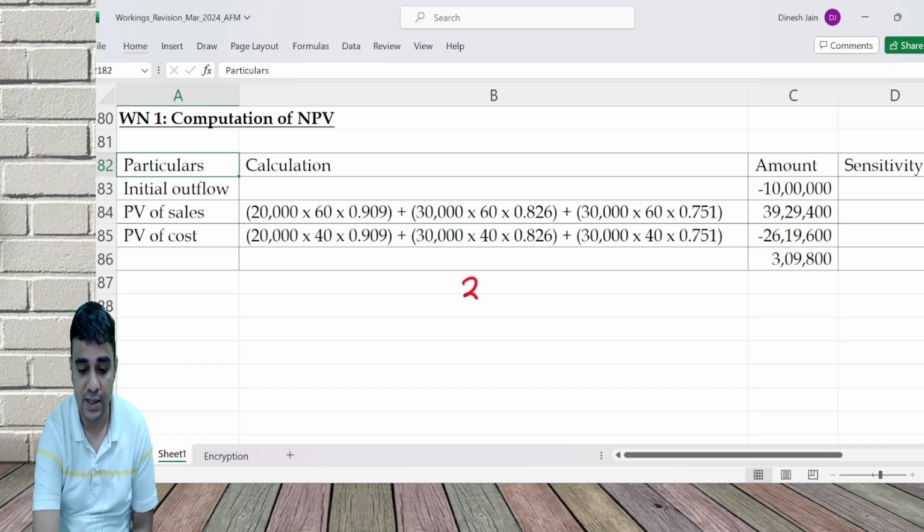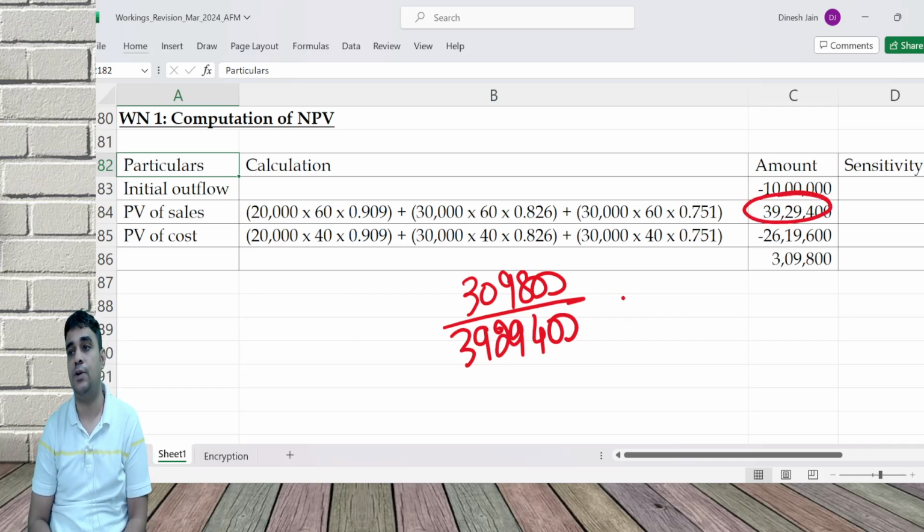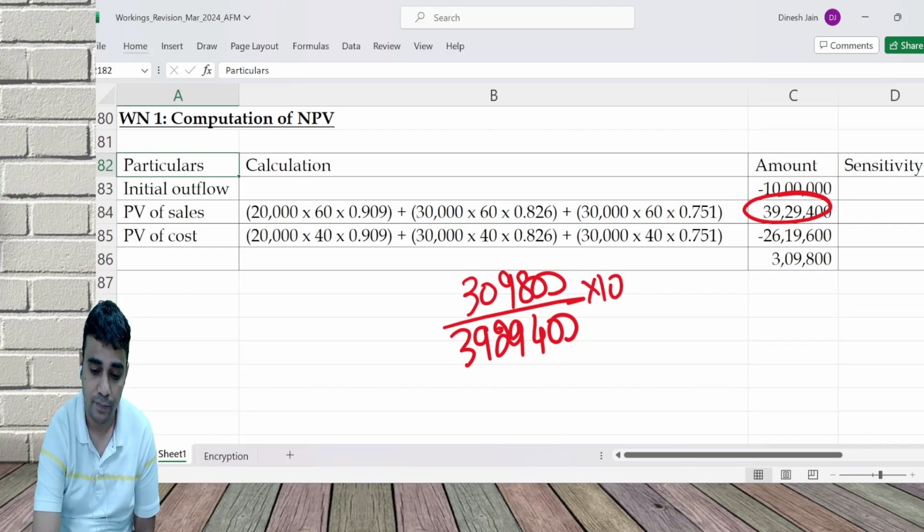Sales price sensitivity is 309,800 divided by 39,29,400. If 39,29,400 goes down by 309,800, the project will get rejected. What is the percentage? 7.88%. This can also tell you the break-even selling price.